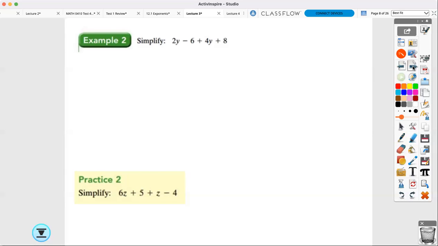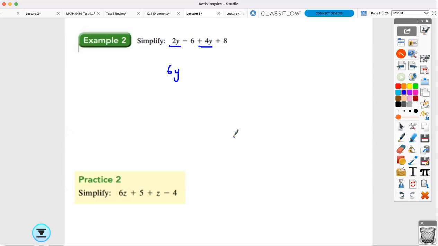All right. Example 2, simplify. So we simplify combining like terms, class. In this example, can someone tell me what are some like terms we can combine? The 2y and the 4y. Excellent. So I'm gonna underline the 2y and the 4y. 2y plus 4y is 6y.